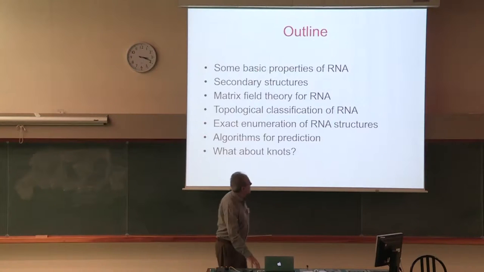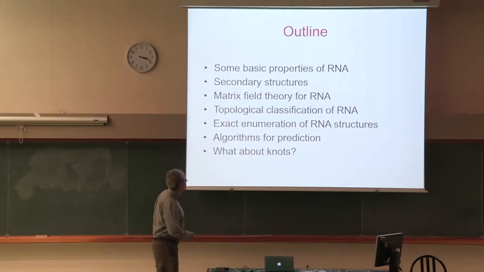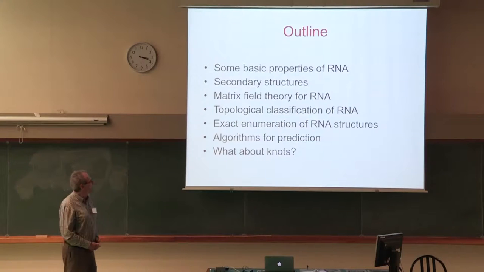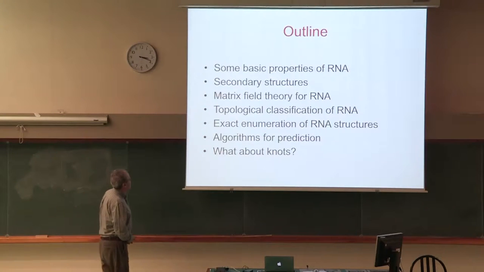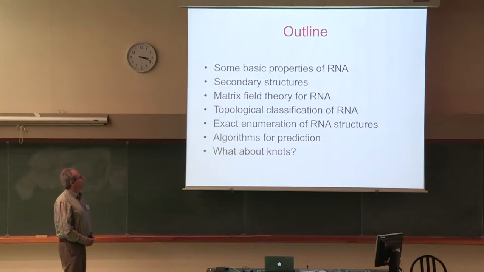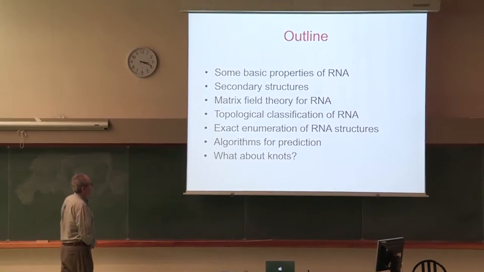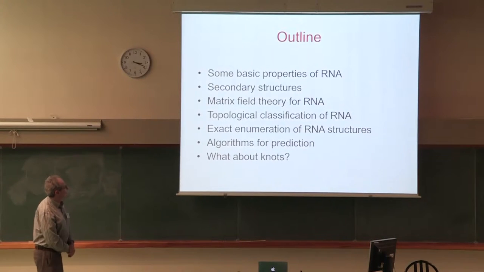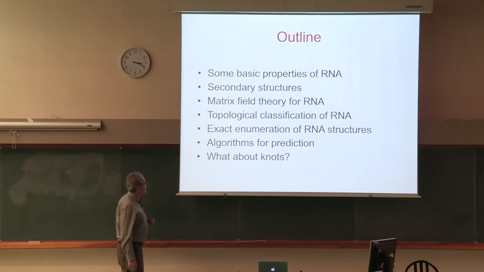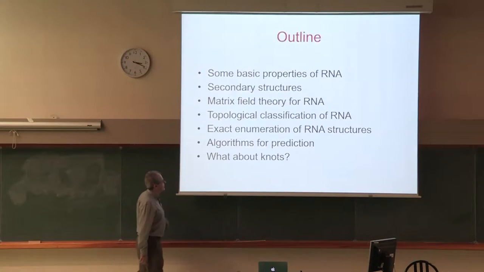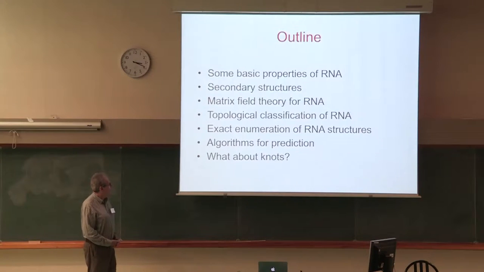So, the outline of my talk is the following. I will review some basic properties of RNA, because many physicists don't know what RNA is. I will explain what secondary structures are. I will show how the problem can be mapped onto a matrix field theory. From this matrix field theory, it follows that there is a topological classification of RNA structures. And then the main and most interesting thing is, of course, the algorithm for prediction of secondary structures. And if I have more time, I will talk about real knots in RNA.